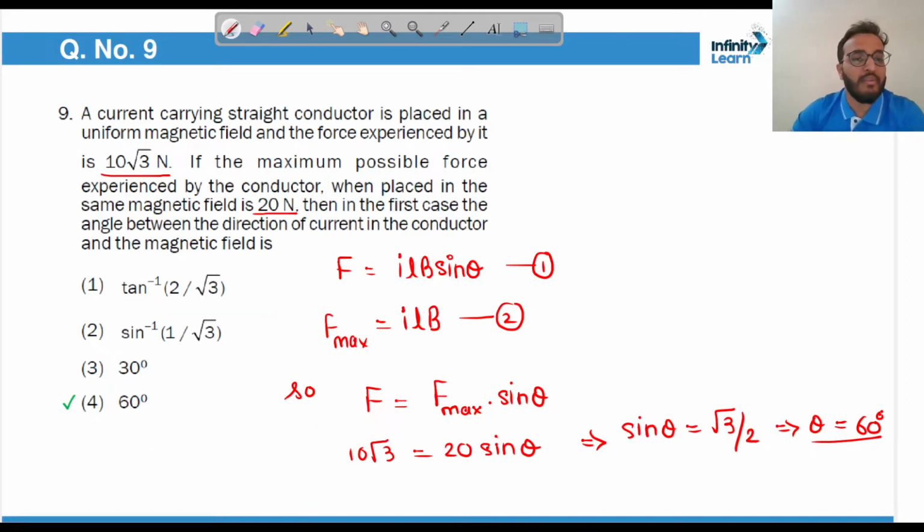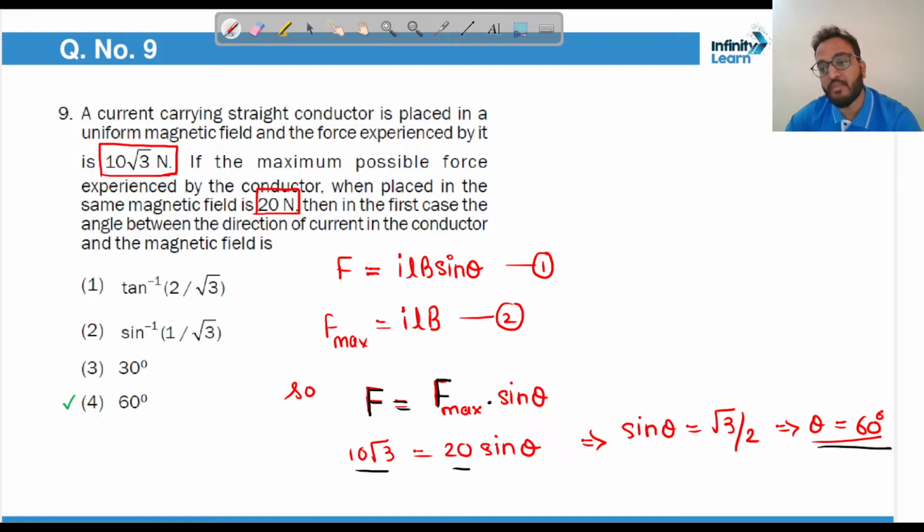Now, in this question, what they have given is that a wire is placed in a magnetic field and it experiences a force of 10 root 3 Newton. And if the maximum possible force is 20 Newton, then what is the angle in the first case? See, F is equal to ILB sin theta, and the maximum force is this ILB. So can I write F is equal to F max times sin theta? Now you just have all the values, you put them and get the right answer. Theta comes out to be 60 degrees. Do you understand?